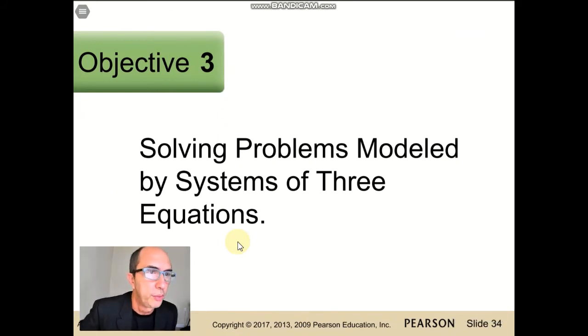Now we start with objective 3, solving problems modeled by systems of 3 equations. Instead of 2 equations, now we have 3 equations.